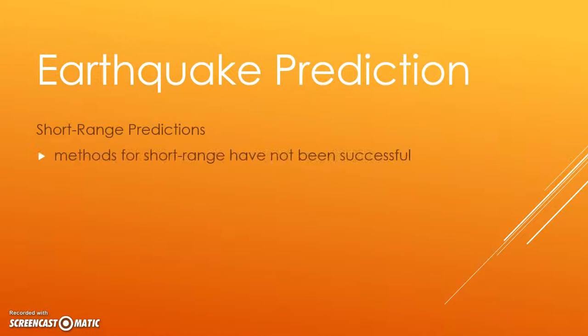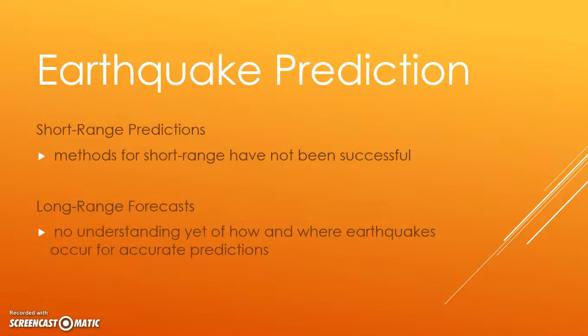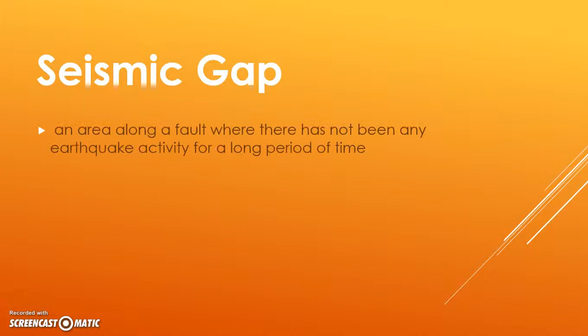Predictions, short-range predictions, have not really been successful just because we aren't sure what is a foreshock and what is an aftershock for an earthquake. However, long-range forecasts are more accurate, even though we really don't understand how or where the earthquakes are going to occur. We just know that they will at some point. We also have what's known as a seismic gap. That's an area along a fault where there has not been any earthquake activity for a long period of time.